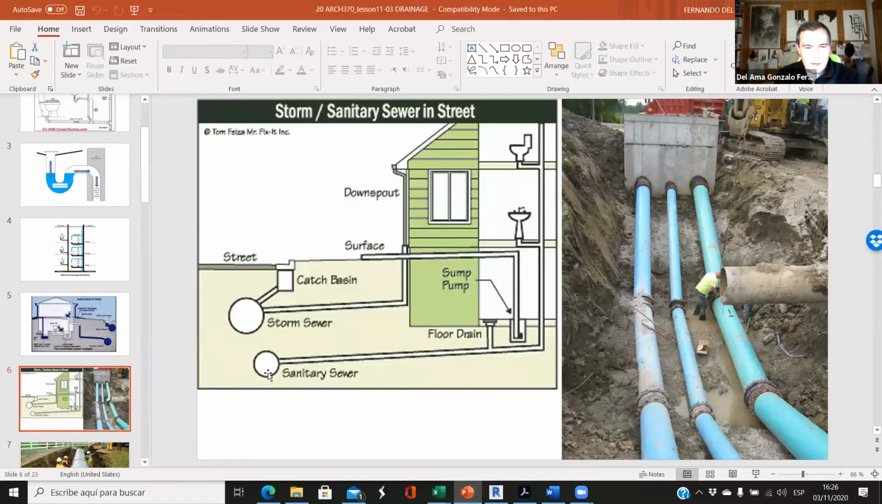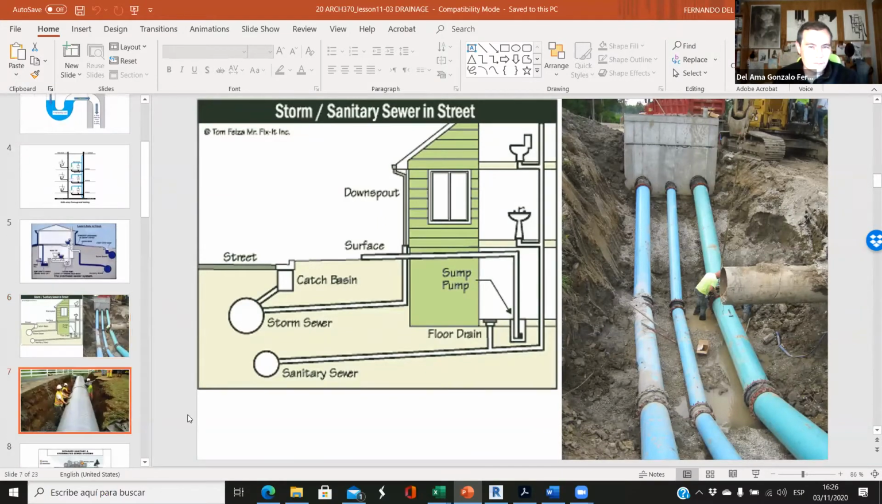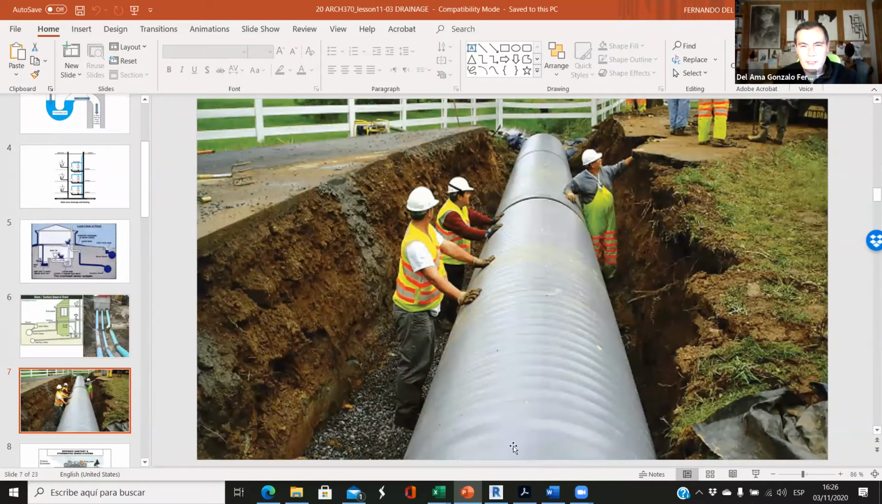So we have the sanitary sewer and the storm sewer, and in the city, underneath our streets and sidewalks, we have huge pipes leading the waste somewhere. We have this in our cities and those pipes are huge. We don't study this in architecture. Civil engineers study this.